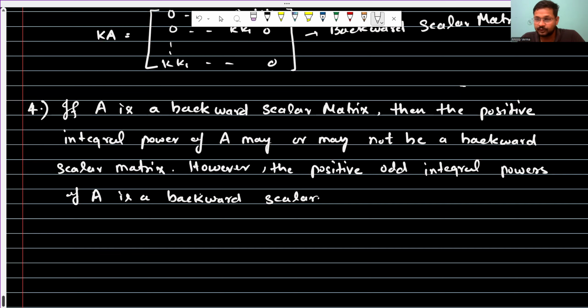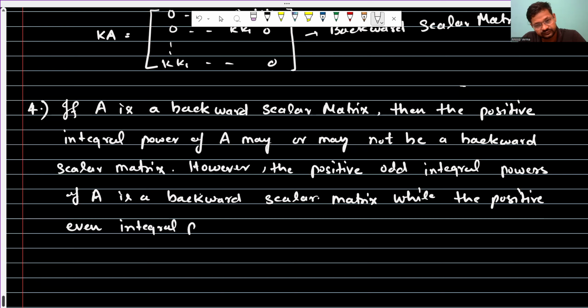मैट्रिक्स, जबकि जो पॉजिटिव इवन इंटीग्रल पावर है वो स्केलर मैट्रिक्स बन जाती है, मतलब वो डायगोनल बन जाएगा और अगर ऑड पावर है तो वो बैकवर्ड डायगोनल बना रहेगा. तो पॉजिटिव ऑड इंटीग्रल पावर्स ऑफ A, the backward scalar matrix, while the positive even integral power of A is a scalar matrix.